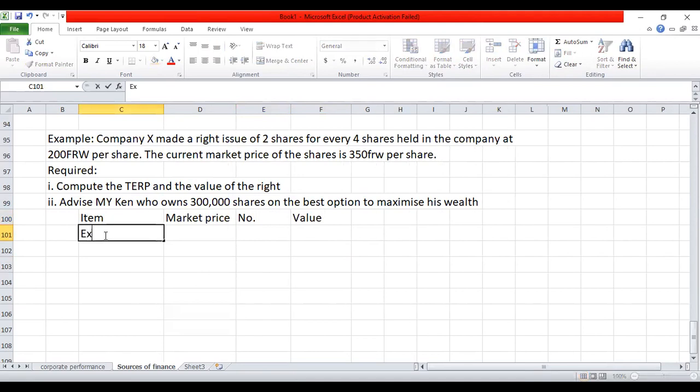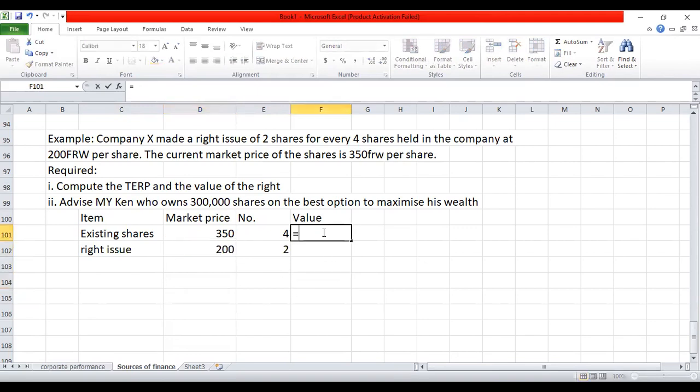So existing shares, the company is issuing 2 right issue for every 4. It means the existing shares are 4. The existing shares are 4, and the current market price of the existing share is 350. Then right issue is making a right issue of 2, and the current market price is 200.